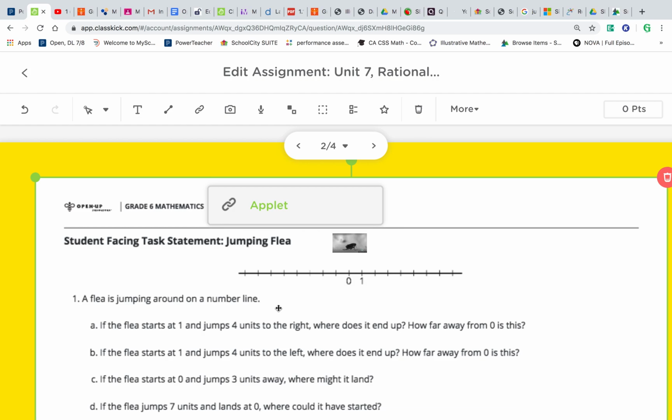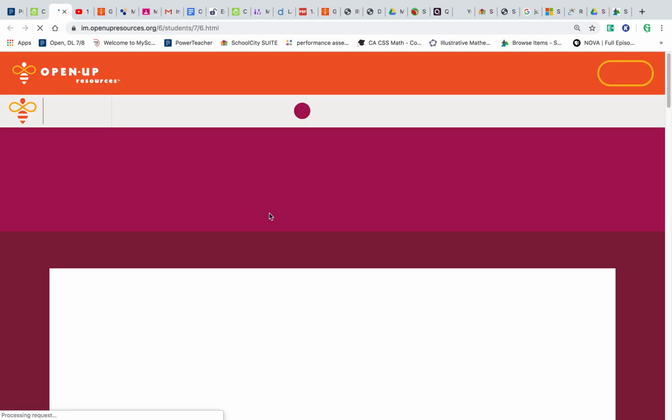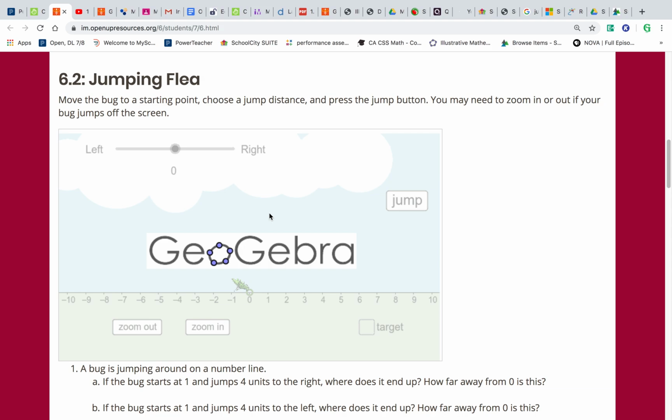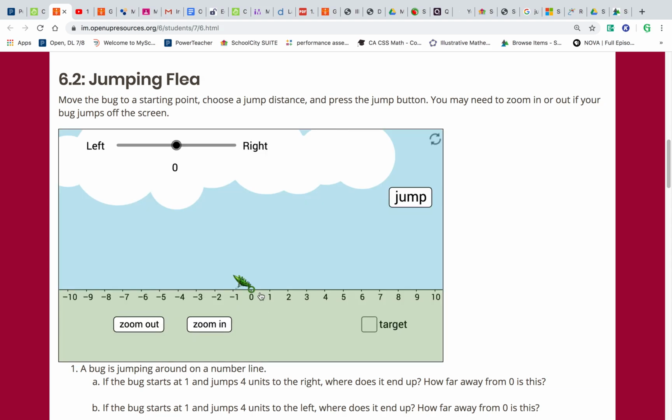For this activity, the little app is going to be fun to play with. I'll show it to you quickly here, but I won't spend too much time on it. You scroll down a little bit here to jumping flea, and it's right here. And what you're going to do, you can move the bug to wherever you would like to move it to, and however far you want it to jump.